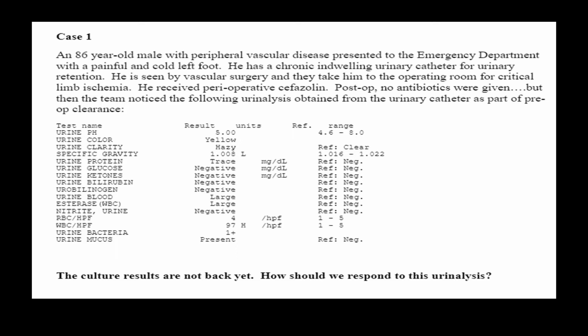He received perioperative cefazolin. Post-op, no antibiotics were given, but then the team noticed the following urinalysis obtained from the urinary catheter as part of the pre-op clearance. Urinalysis is positive for blood, leukocyte esterase, white blood cells, and bacteria. The culture results are pending. How should we respond to this urinalysis?